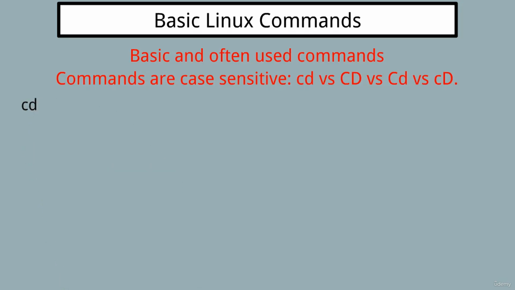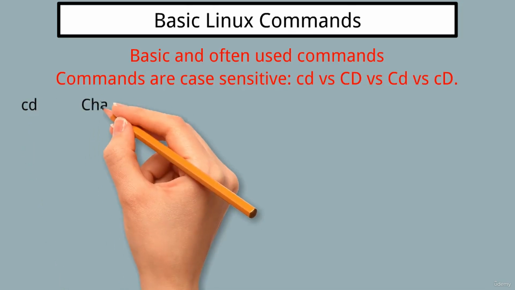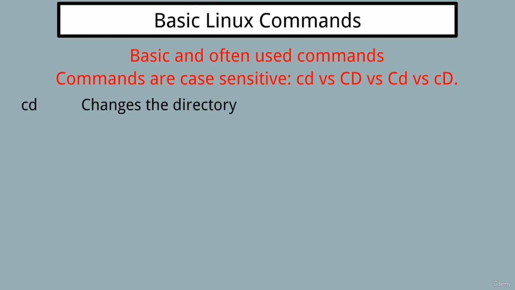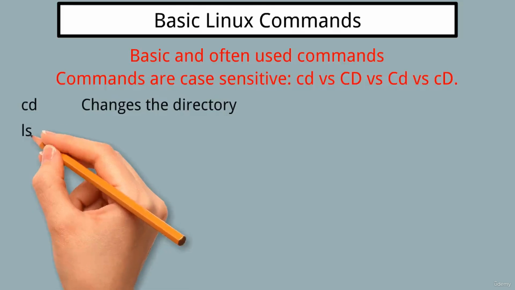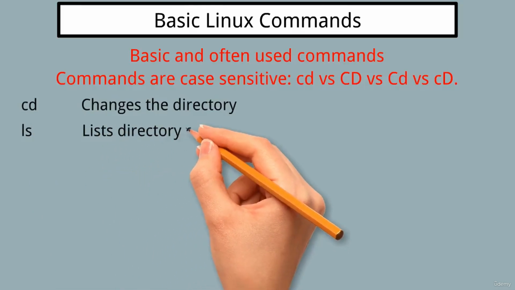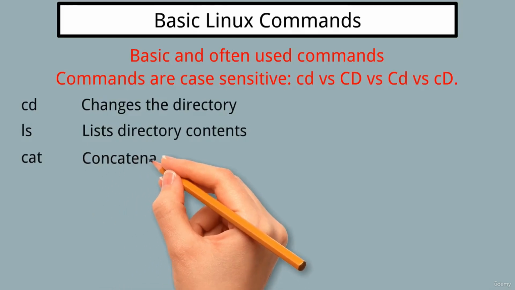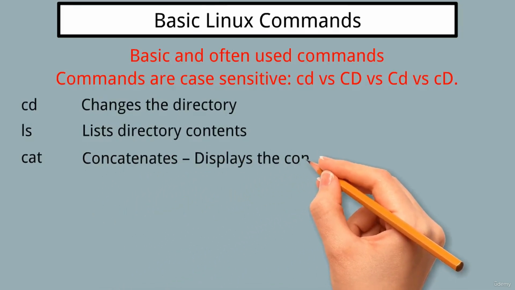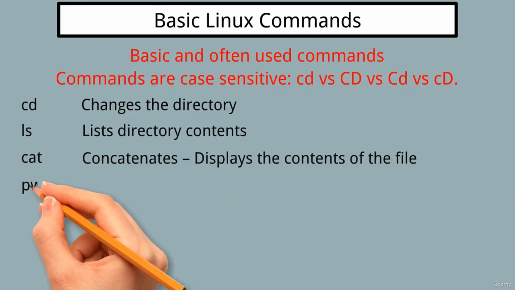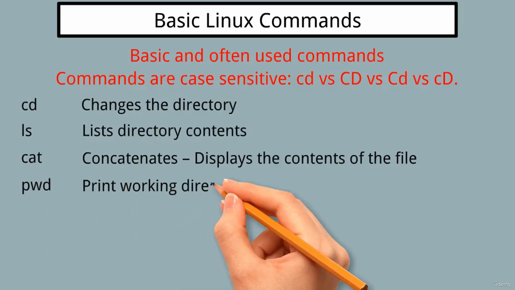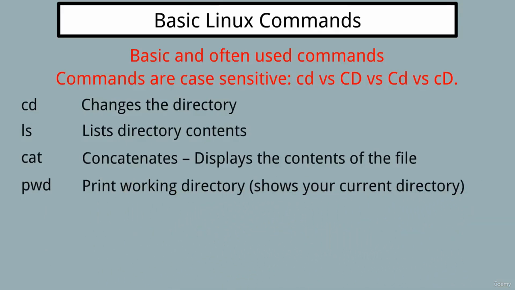Some of these commands that we're going to cover: the first one is cd. It stands for change directory. Whatever directory you're in, if you want to change it, cd will let you do that. We will also look at the terminal and use these commands so you can have a better understanding. Next is ls. ls lists directory contents. Next is cat. Cat concatenates, meaning it displays the contents of a file. pwd stands for print working directory. It shows your current directory.